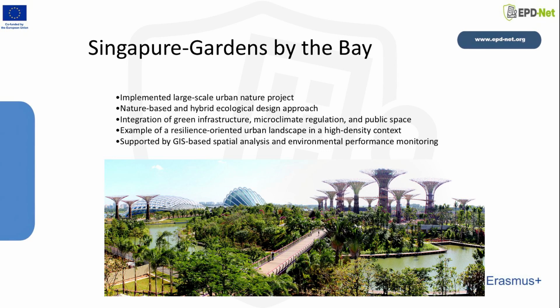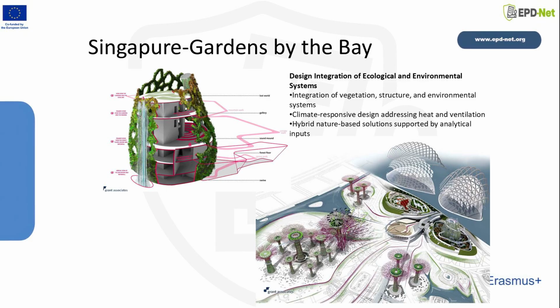Within the context of Singapore, a city characterized by high density and limited land availability, these analyses contributed to shaping decisions related to site selection, green space configuration, and microclimate regulation. Consequently, Gardens by the Bay provides a clear example of how GIS functions not only as a mapping tool, but also as a decision support and monitoring system in implemented nature-based projects. How did GIS provide the analytical foundation?